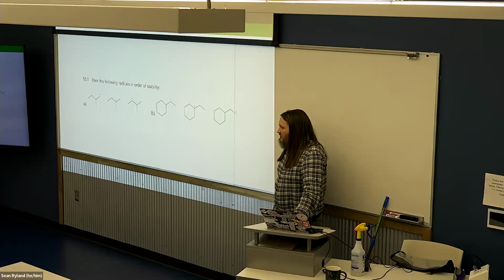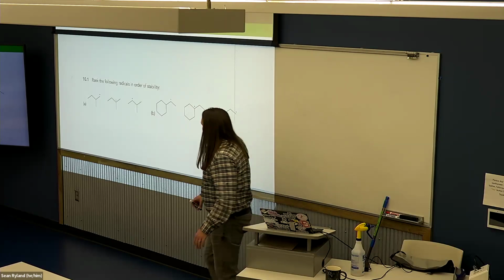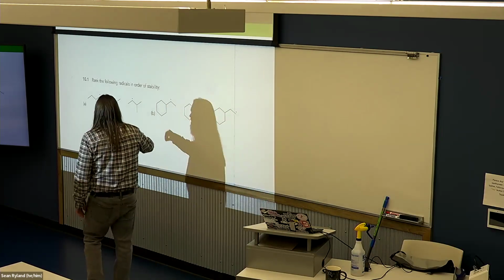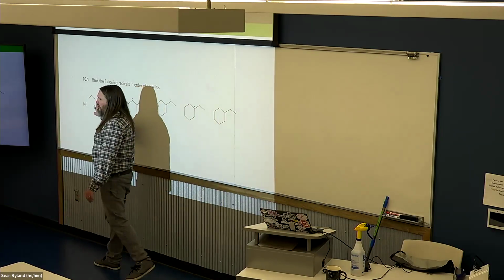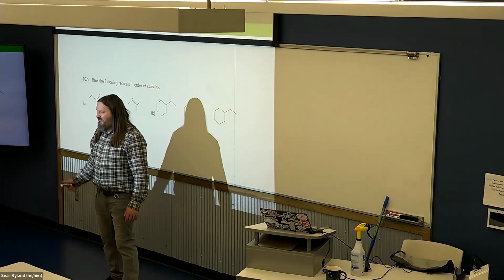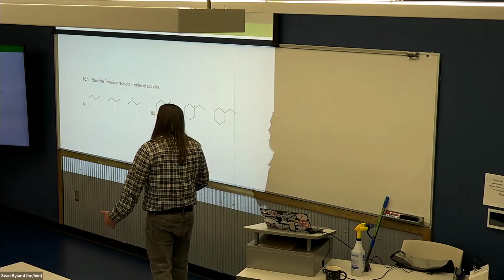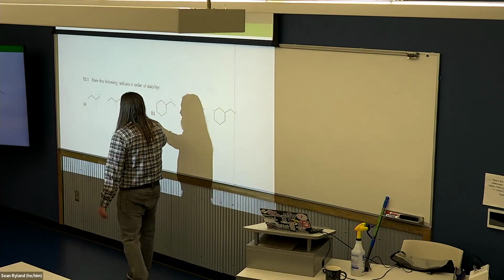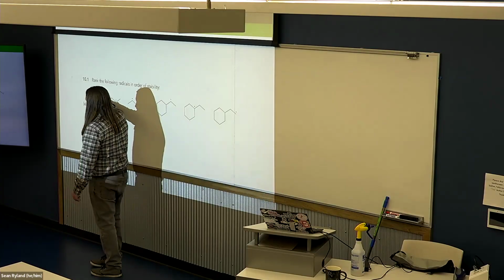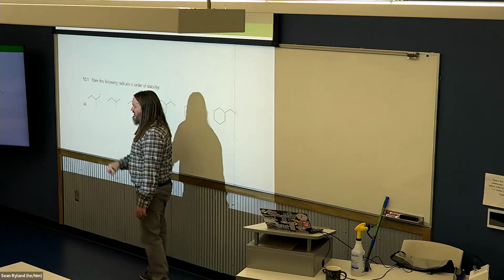So let's practice with that. This is how we draw radicals, because a radical is not a charge. It's an incomplete valence. So the atom is still neutral. So we need a new way of writing it. It's not just putting a positive and negative, so we just use a dot to symbolize a single electron.